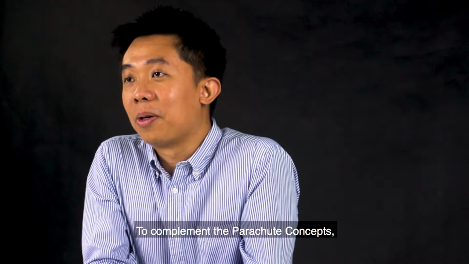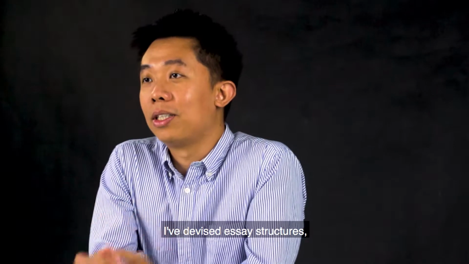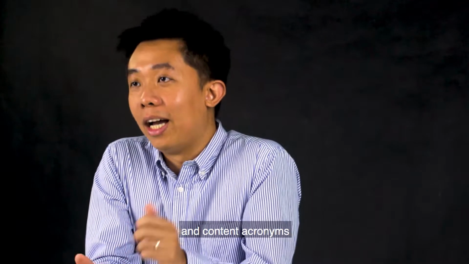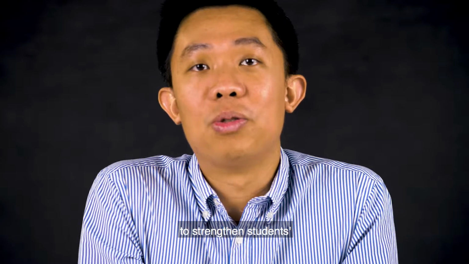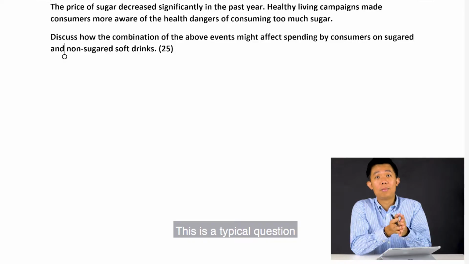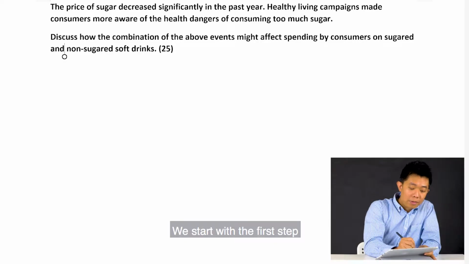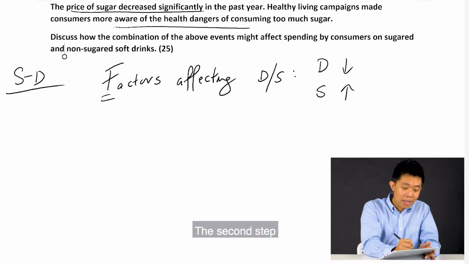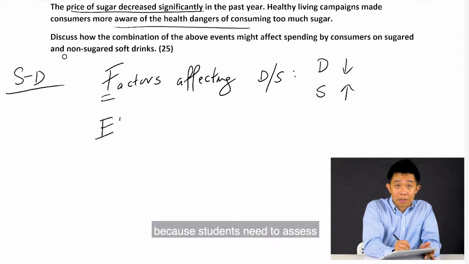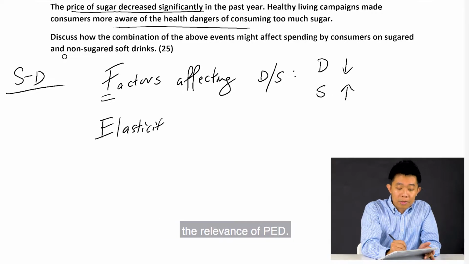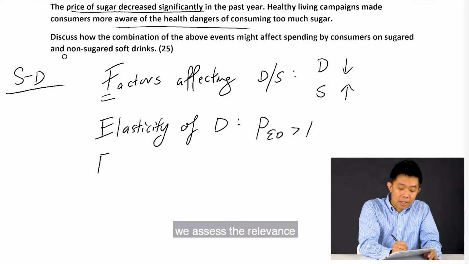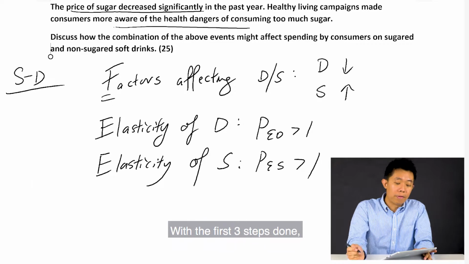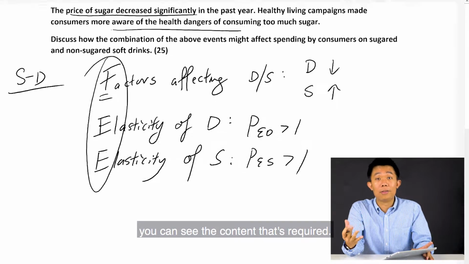To complement the parachute concepts, I've devised essay structures, content frameworks, and content acronyms to strengthen students' application skills. This is a typical question on the impact on the market. We start with the first step, which entails looking at factors affecting demand and supply. The second step starts with an E, because students need to assess the relevance of PED. Following that, we assess the relevance of PES. With the first 3 steps done, you can see the content that's required.